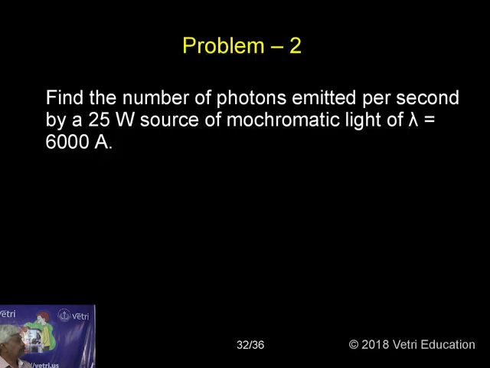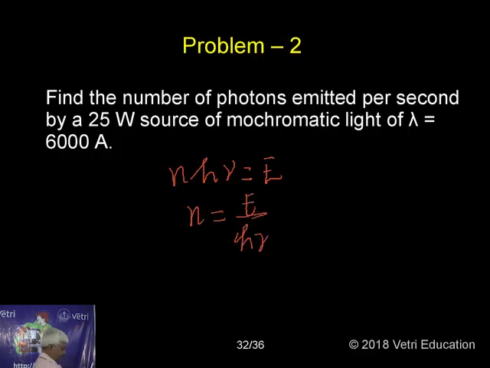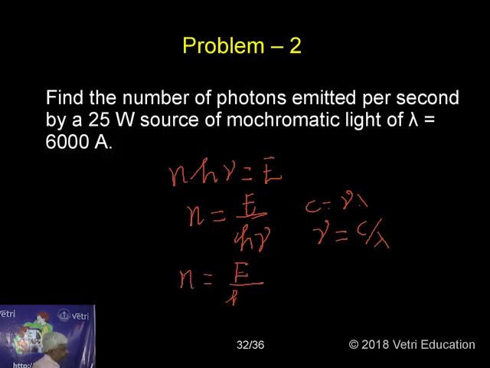In this case, N is called the number of photons. We know h nu is equal to E, energy. So the number of photons N times h nu equals E. Therefore, to find the value of N, N is E divided by h nu. But we know C is equal to nu lambda, therefore nu is equal to C by lambda. This equation can be modified according to the given parameters: N is E divided by h C, and this lambda goes in the numerator.